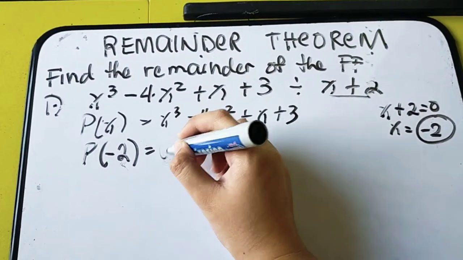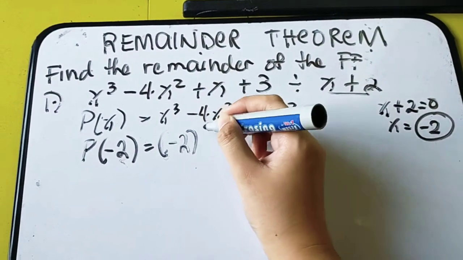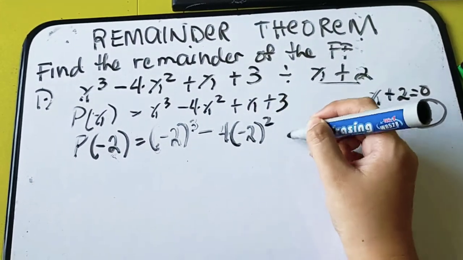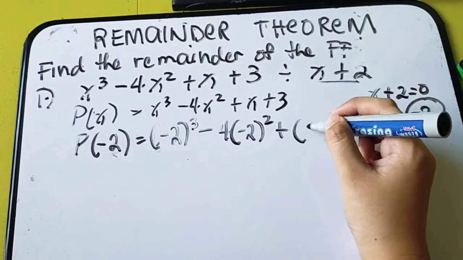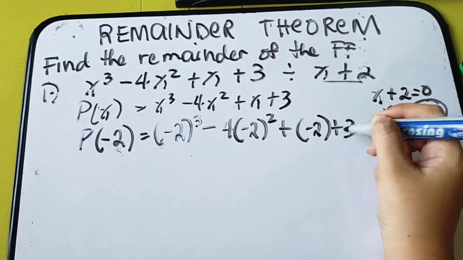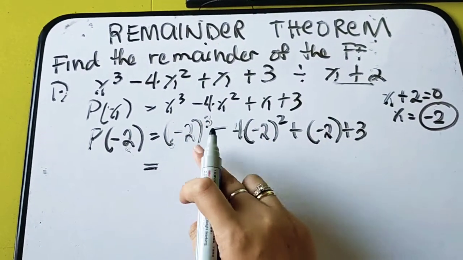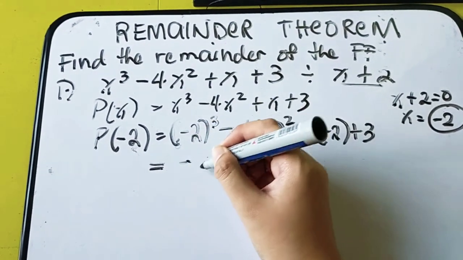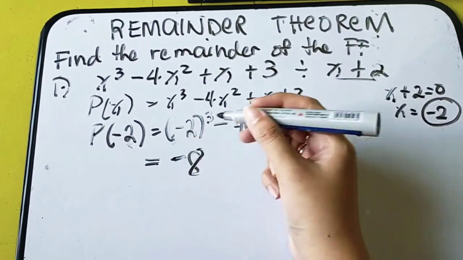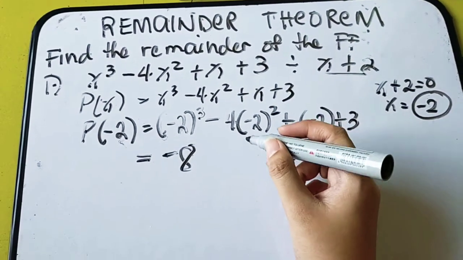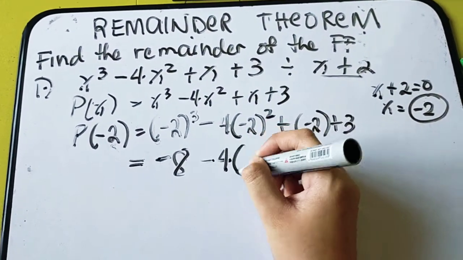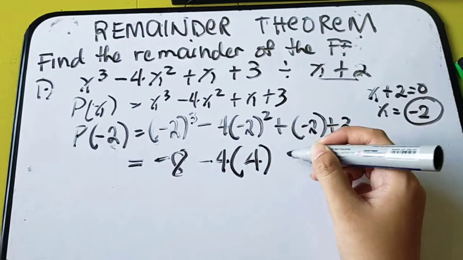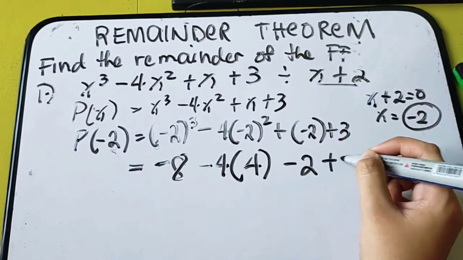So, x here becomes negative 2 cubed minus 4 times negative 2 squared plus si 2 ulit ay magiging negative 2, then plus 3. Then, solve. Negative 2 cubed. Tatlong negative 2 imo-multiply mo, the answer is negative 8. Negative yun, kasi ito ay odd numbers eh. Next tayo, minus 4 times negative 2 squared, magiging na siyang positive 4. Then, minus 2 plus 3.